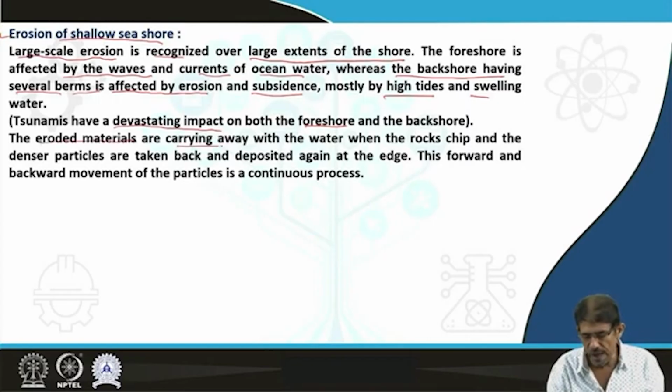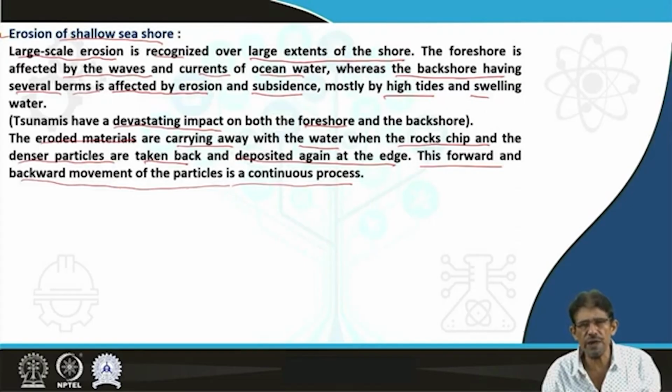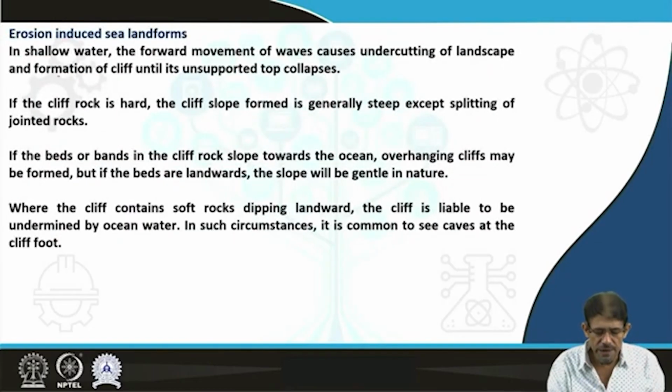The eroded materials are carried away with the water, while the rock chips and denser particles are taken back and deposited again at the edge. The deposition at the edge is responsible for depositional landforms, whereas the removal of particles is responsible for erosional landforms. This forward and backward movement of particles is a continuous process causing a lot of abrasive action, or rubbing of the different particles, ultimately reducing their size, which comes in the form of pebbles, cobbles, gravels and sand.